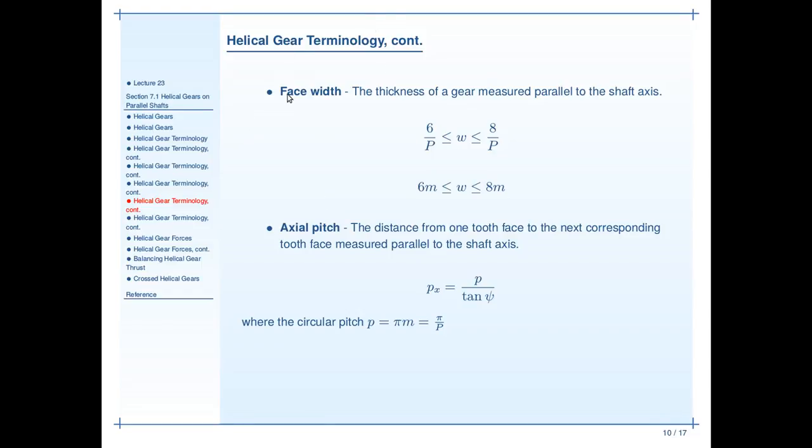When we look at the face width, we can also think about something called the axial pitch. The circular pitch is going in the direction of the pitch circle, so either normal to the surface or perpendicular to the axis of the gear. The axial pitch is measured along the axial direction of the gear.